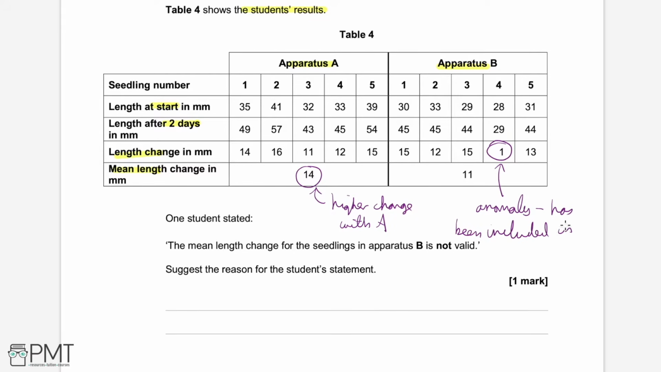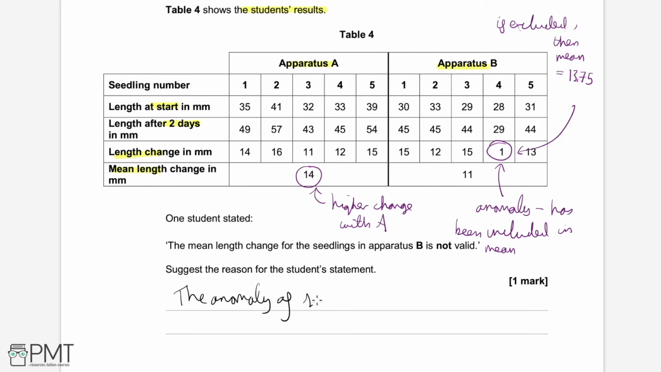Now this anomaly has been included in the calculation of the mean. By eye, you can tell this, since the mean is lower than any of the other values for the change. If it were excluded, the mean would in fact be 13.75. Our answer here then is that the anomaly of seedling 4 has been included when calculating the mean.